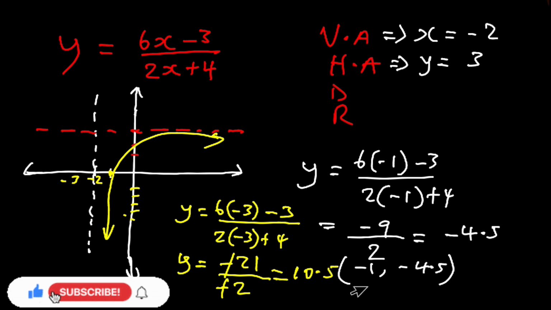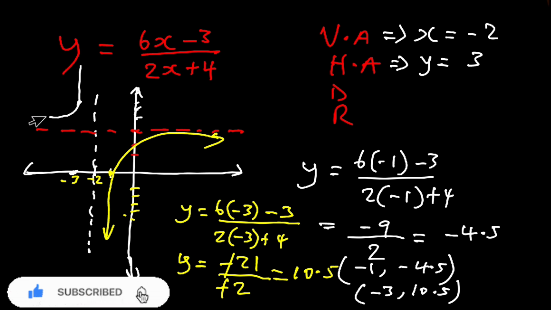Now the coordinates are going to be -3, 10.5. So here x is equal to -3 at this point, and y is 10.5, which is way above the horizontal asymptote. So here, this is where the graph is going to appear.